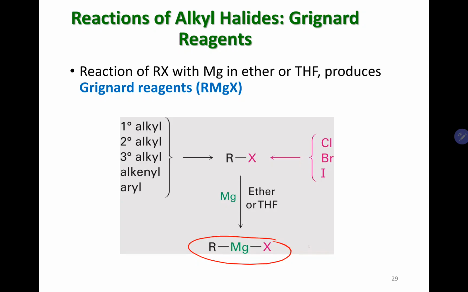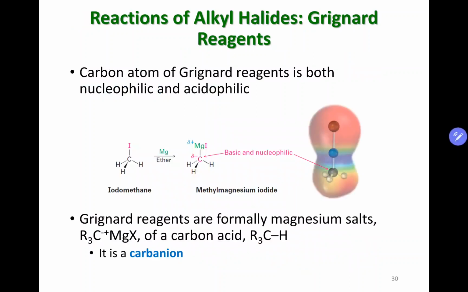Sometimes you can also write Grignard reagents like this: you have the R anion, and then the MgX as a cation. I think this is a better way of writing Grignard reagents. You will have the nucleophilic R group, and also the MgX. This R group will be your nucleophilic group. This is how you make Grignard reagents.